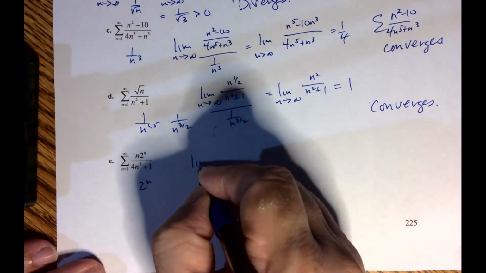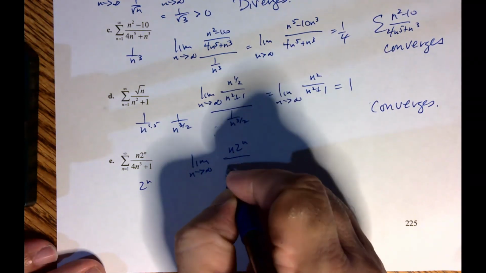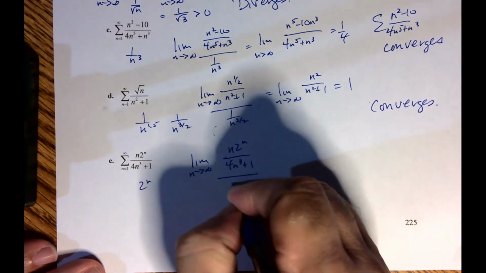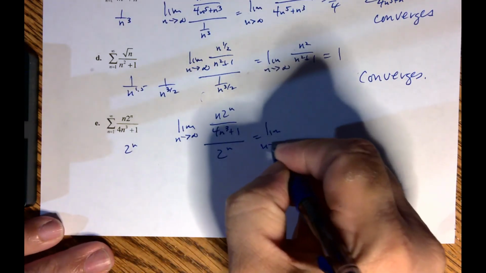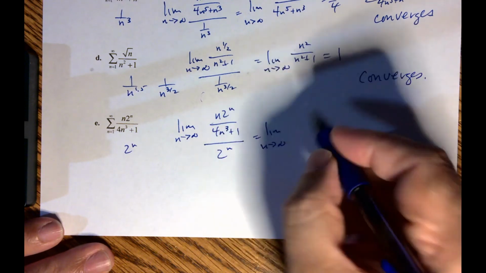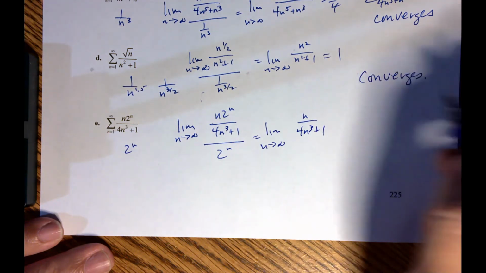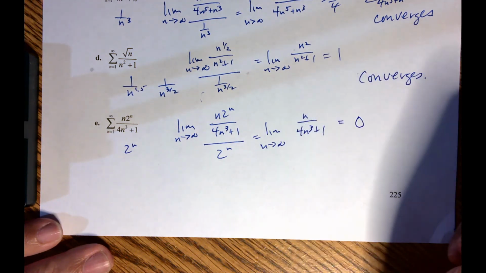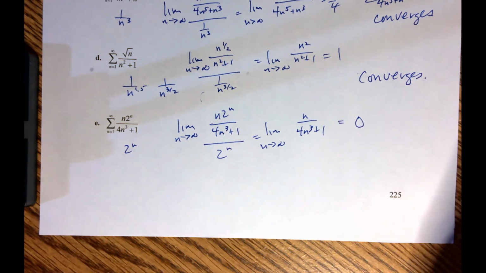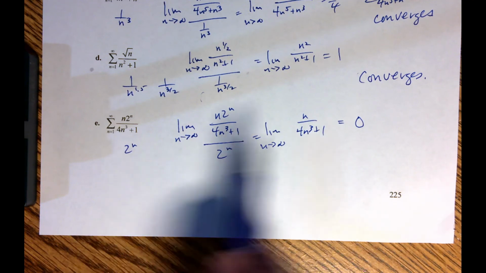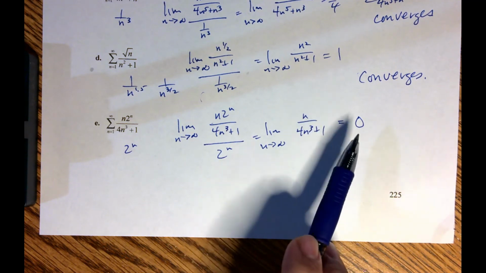So let's do this. Limit as n goes to infinity, n 2 to the n over 4n cubed plus 1 over 2 to the n. And if I were to clean that up, that actually cancels, and you get n over 4n cubed plus 1. Right? And this limit is 0. Uh-oh. That is not a positive number. So that was a bad choice, because that's 0. 0 doesn't count.